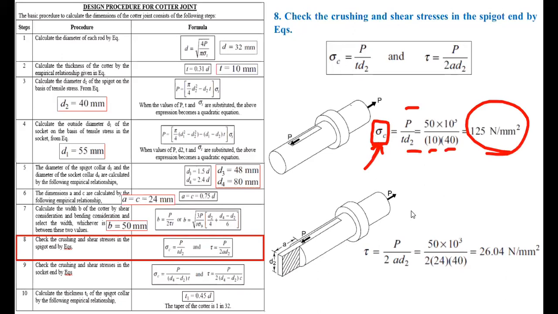Okay, and the value that is generated, this is generated. Here crushing is generated, okay? And its value is less than what? That given material, that is 133.33.